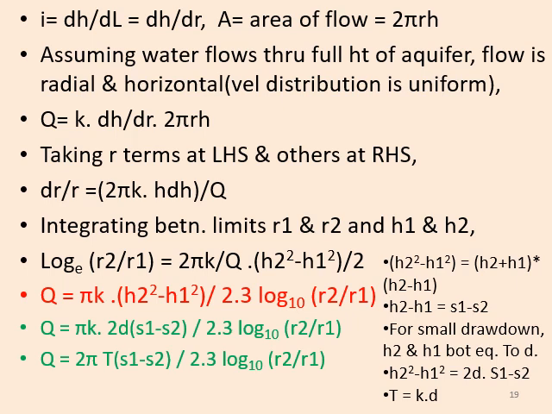So according to the given data, whether H2 and H1 are given, or T is given, or S1 and S2 are given, we have to consider the equation for the fastest calculation or estimation of Q, maybe from the basic equation in the red, or maybe from the green colored equations.